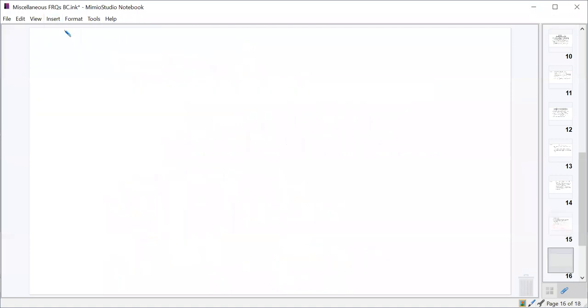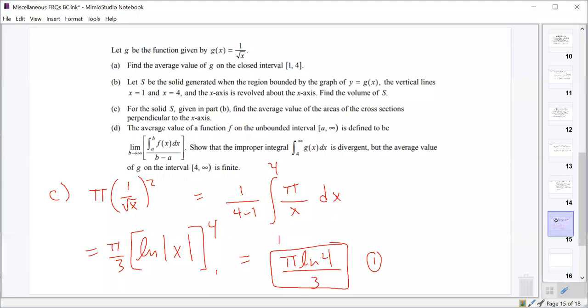All right. And then the last part here, which was part D, told us that the average value of a function on an unbounded interval from a to infinity is the limit as b approaches infinity of the integral from a to b of f of x dx over b minus a. So we want to show that the improper integral from 4 to infinity of g of x is divergent, but that the average value of g on that interval is a finite value. So first we need to show that the integral of g of x is divergent from 4 to infinity, which I don't think we did. We didn't do that for anything else.